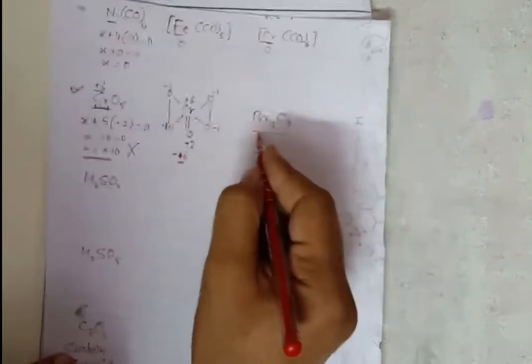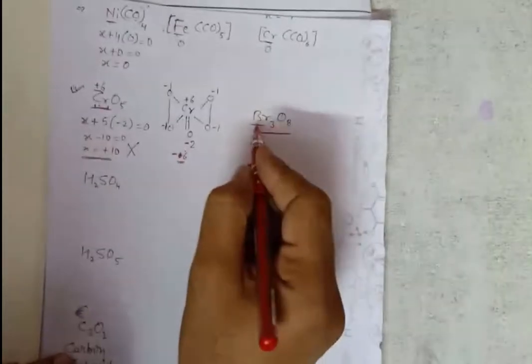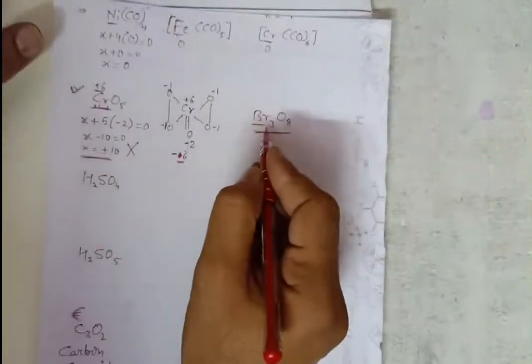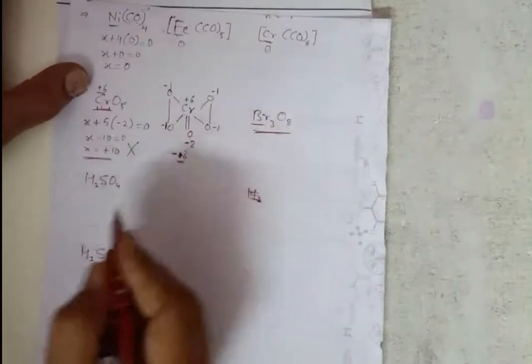Okay, now this one Br3O8. We have to find the oxidation number of bromine here with the help of a formula. So this one I will tell you later. I will draw the structure of this one later.